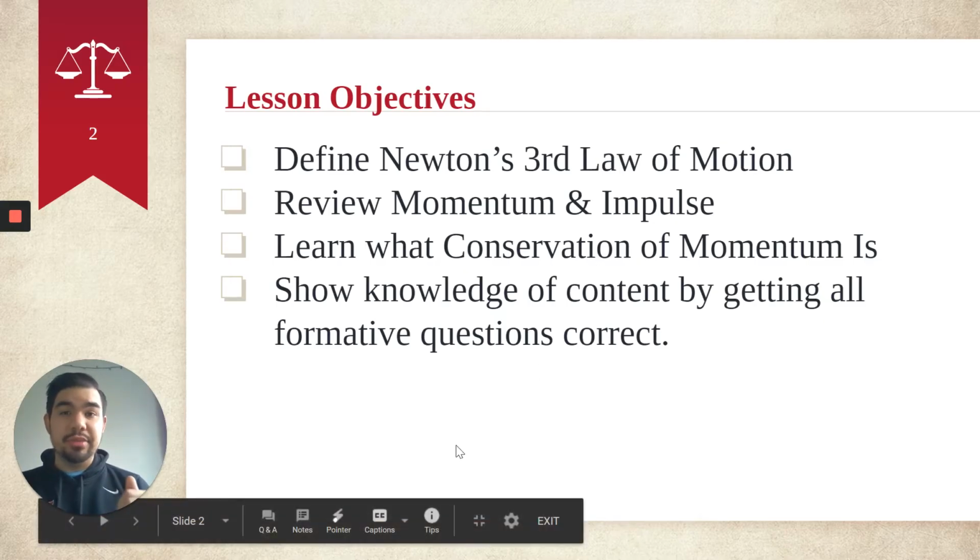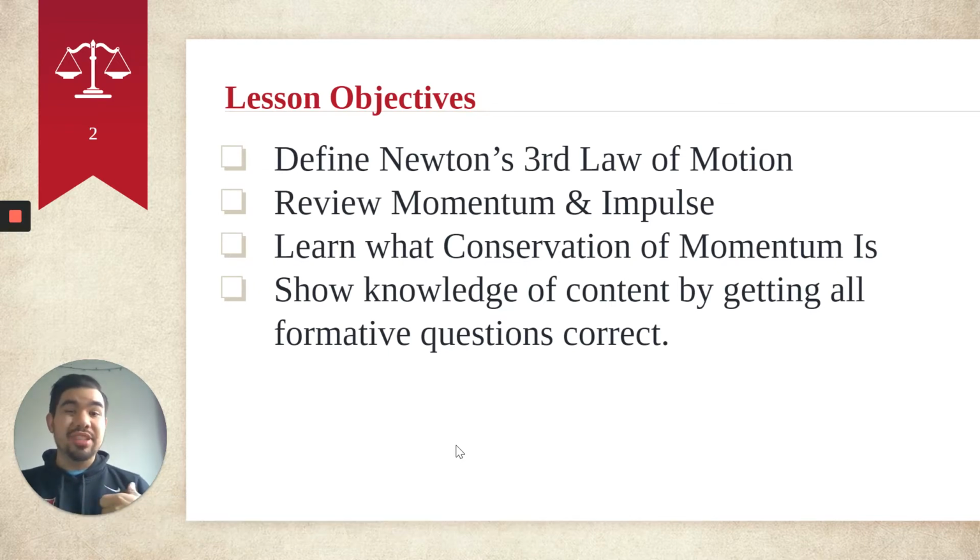All right, some of our lesson objectives for today. We're going to start by defining Newton's third law of motion. This is going to be a necessary kind of review item that you will need to know in order to move forward. We're going to review an example with momentum and impulse because all the things that we're learning are related. And then we're going to learn what the conservation of momentum is and show our knowledge of this content by getting all the formative questions correct. And you'll find those below.